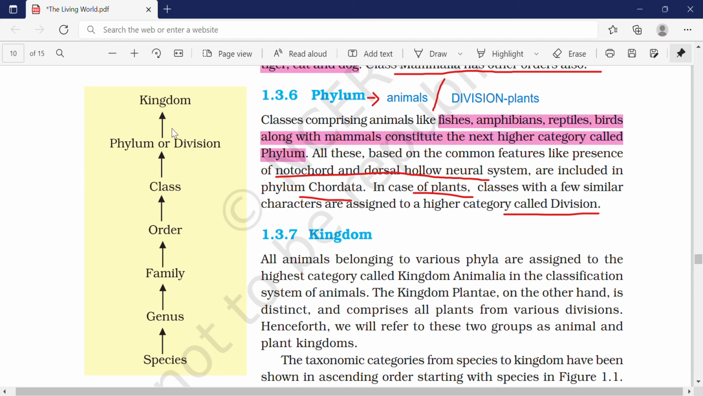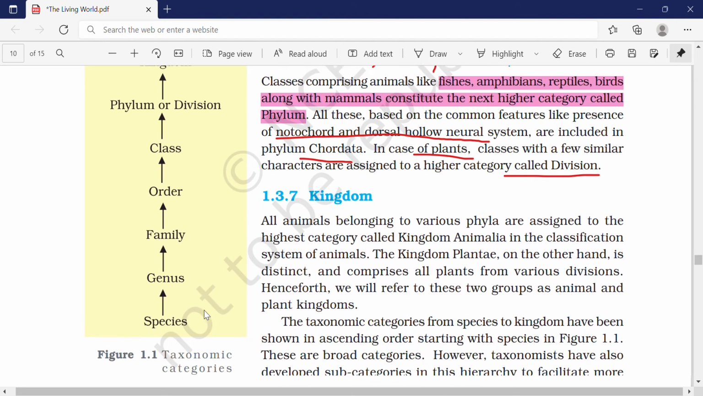Phylum will be for animals and division will be for plants. A group of species is called genus, a group of genera is called family, a group of families is called order, a group of orders is called class, and a group of classes together is called phylum, or in the case of plants, division. A group of phyla or divisions is called kingdom: plant kingdom for division and animal kingdom for phylum. So as we move from down to the upper side, similarity decreases. As we move from top to bottom, similarity increases.